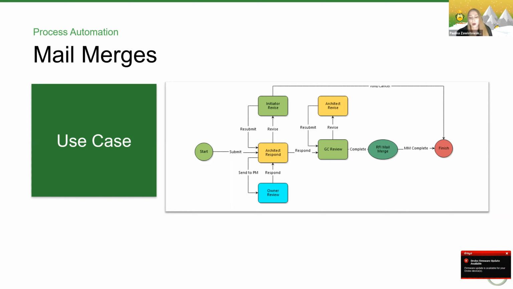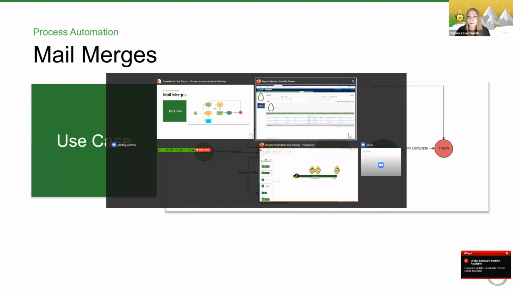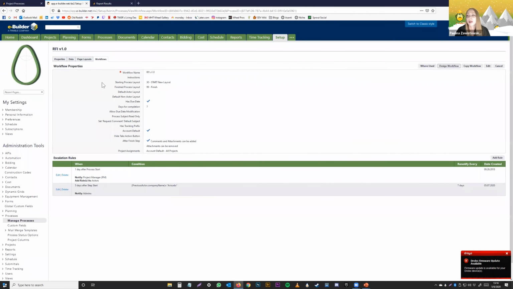So mail merges can vary in complexity. I'm going to show you a very simple one. I'm going to go back to the eBuilder screen. And if you can meet me in the same place that we were before. So setup, process, under the administration tools, go to manage processes. And I just reopened that same workflow that we were already working on.